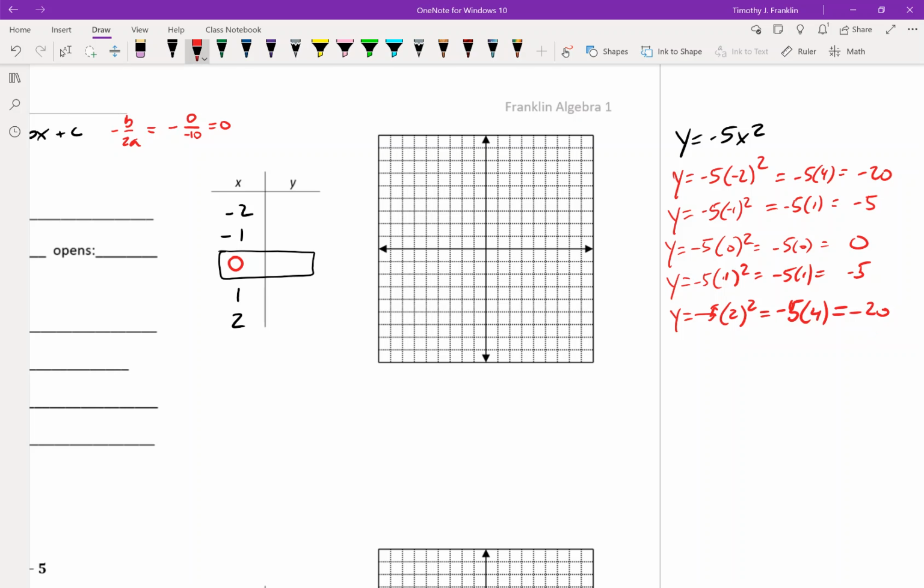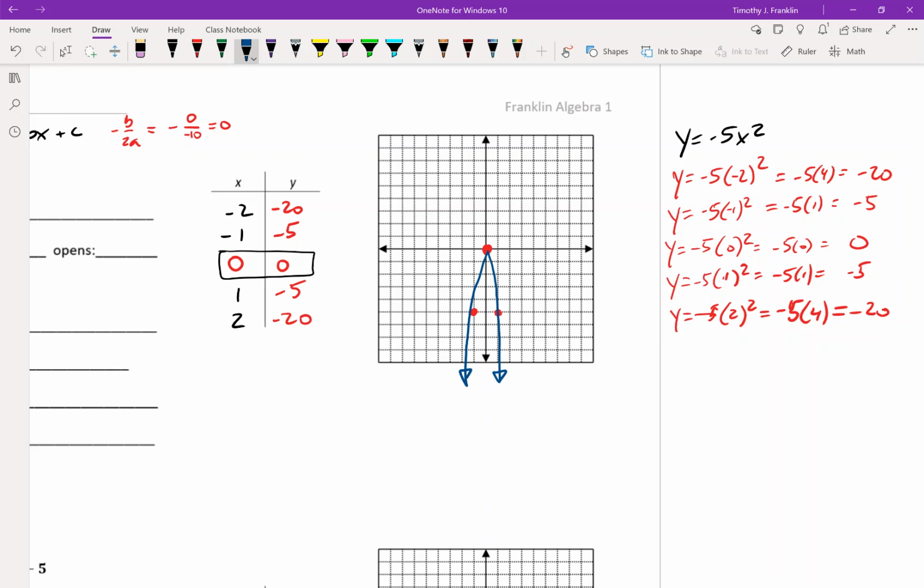So our y values were for -2, we got -20. For -1, -5. 0 gave us 0. 1 gave us -5, and 2 gave us -20. Now we can just put these points on the graph. -2, -20 is way off the graph. We won't be able to graph that one, but that's okay. -1, -5 is here. 0, 0, right in the middle. 1, -5, and then 2, -20 is off the graph as well. So we know our shape looks like this. Goes down off the graph pretty quickly. And that's okay. We have a nice symmetrical shape.